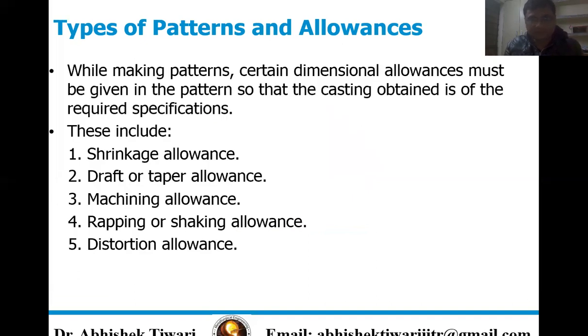Then, while making a pattern, certain dimensional allowances must be given in the pattern so that the casting obtained is of the required specifications. These include shrinkage allowance, draft or taper allowance, machining allowance, warping or shaking allowance, and distortion allowance.